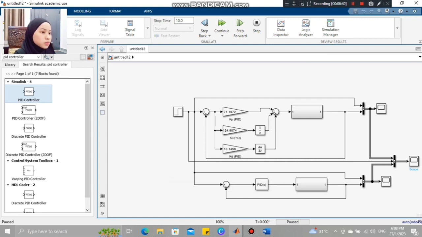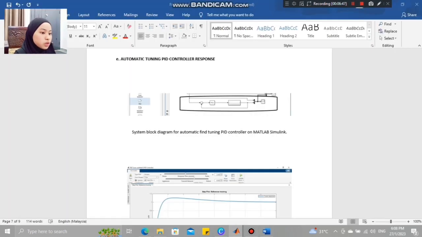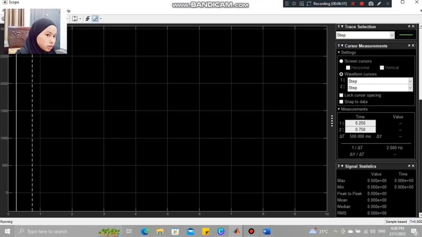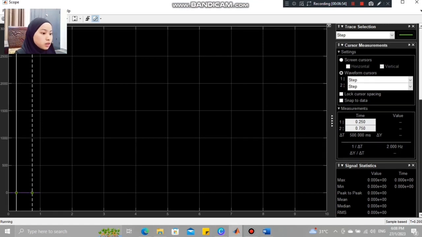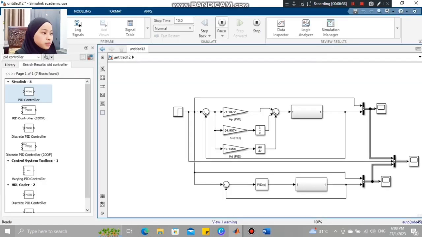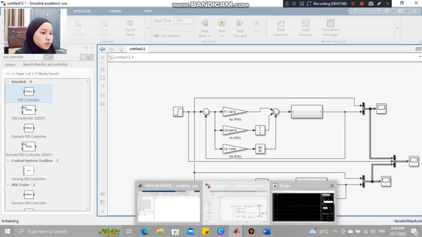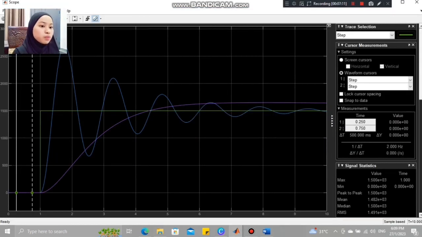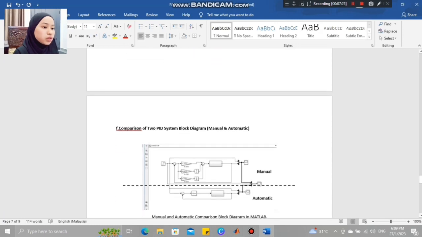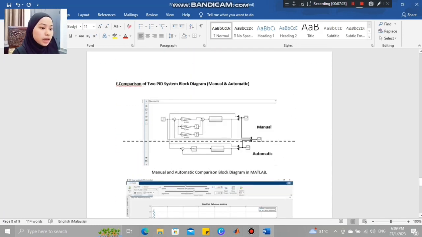Okay, so after we run the circuit, we can get the graph. Like this. So this is the input graph, manual graph, and the purple color is the automatic tuning graph.